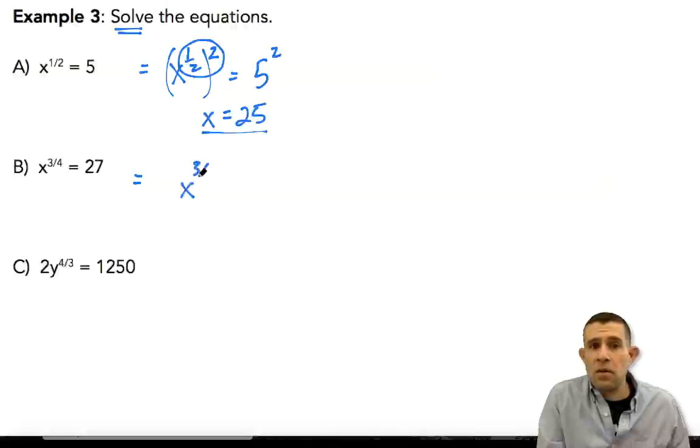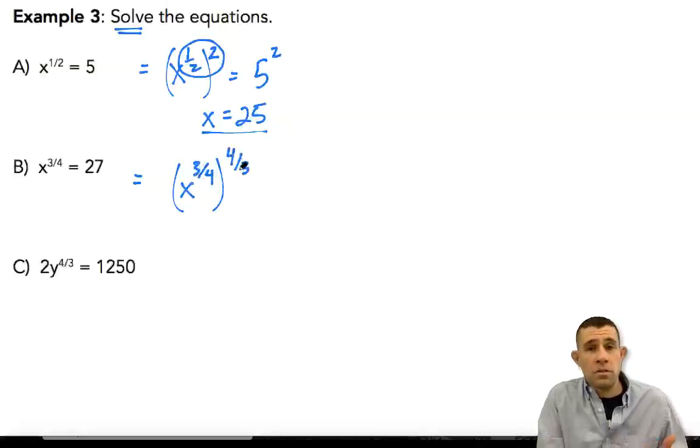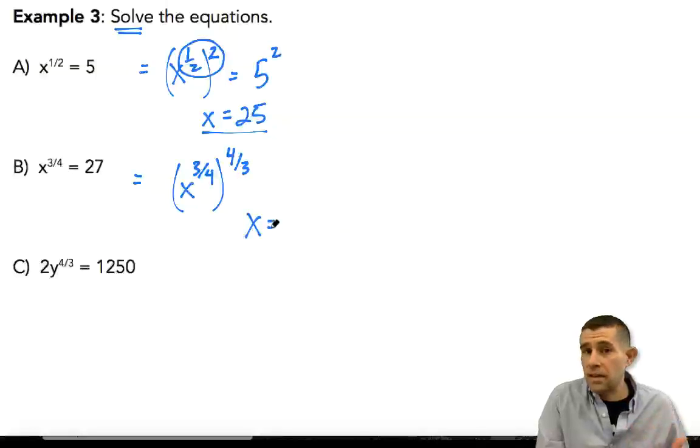Our next example, we're going to do the same thing, and I'm just, again, going to take that power, which is 3/4, and I'm going to raise it to the reciprocal of that power, which is 4/3. That way, when I take a power of powers, this result will be 12 over 12, which reduces to 1, and this will be x to the first power, or just x.